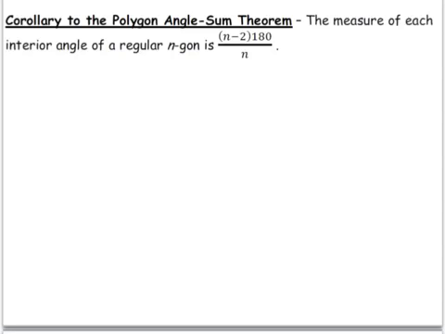Okay, let's look at the corollary to the Polygon Angle Sum Theorem. Using this formula right here, we're going to find the measure of a single angle in a regular polygon. And this only works for regular polygons. So, let's look at a silly example. Let's look at a square.